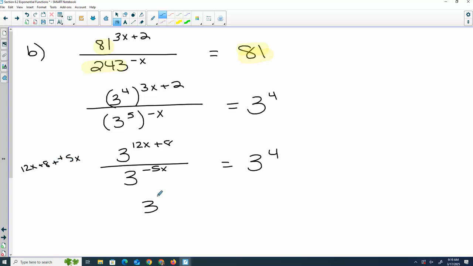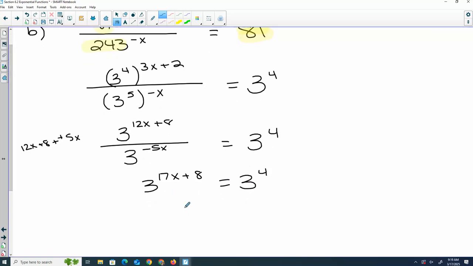So that would turn into 17x plus 8 equals 3 to the 4th. Now we can set the exponents equal. So 17x is negative 4, and x is negative 4 over 17.